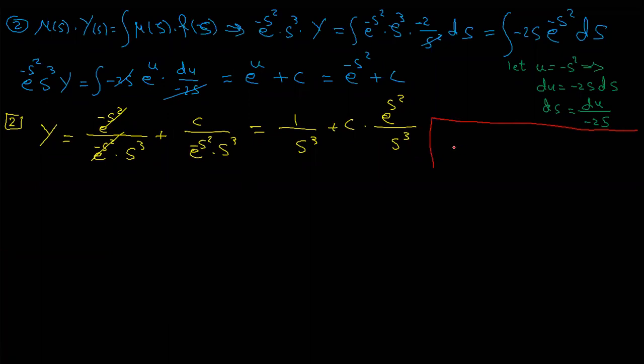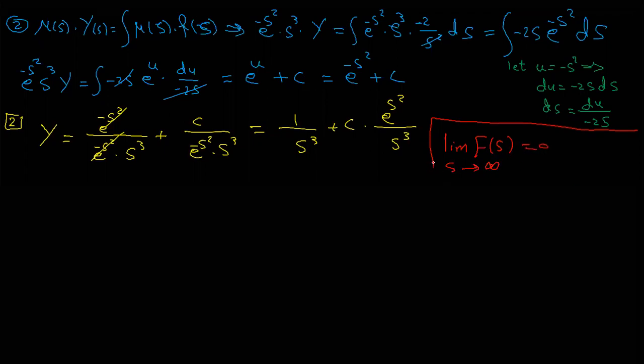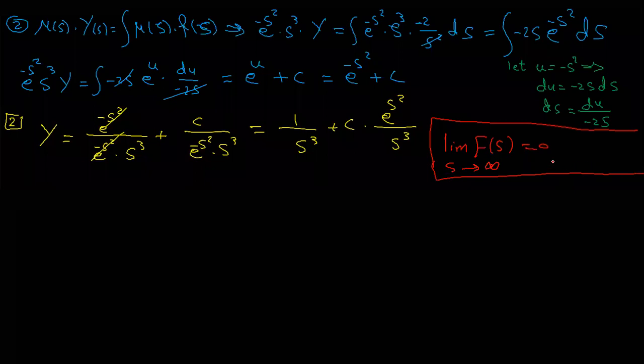We studied this rule. Limit of F of s when s tends to infinity, it must be what? Do you remember? It must be 0. It's a rule. Let me check if this rule will help me and force me to use a specific c. Any capital F of s must be 0 when s tends to infinity.